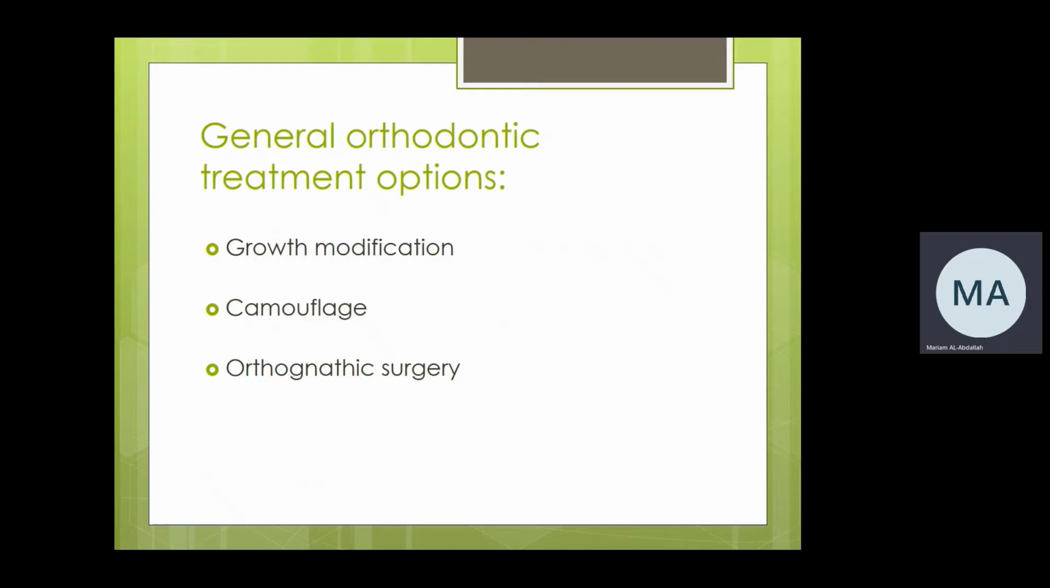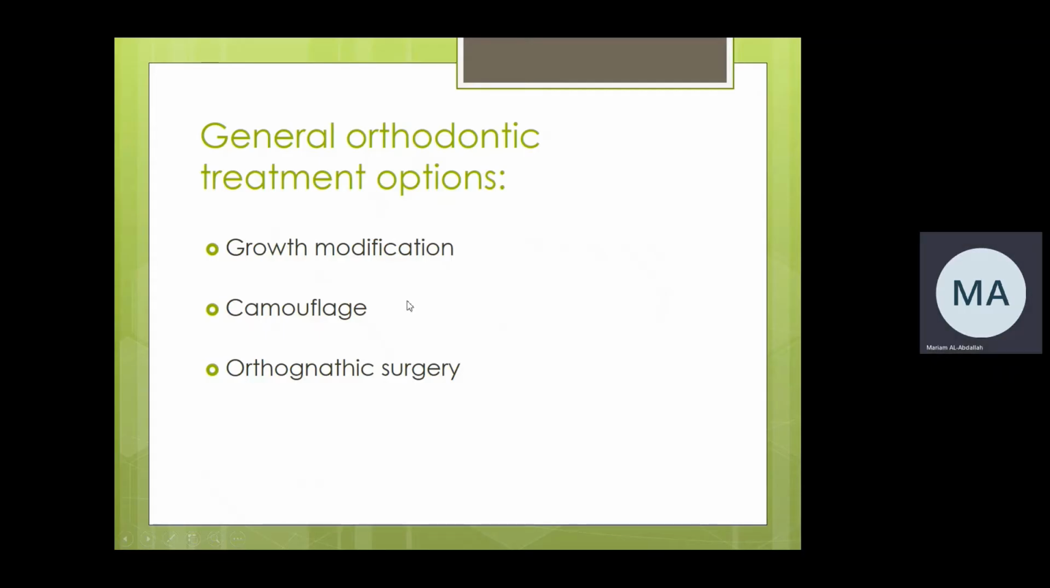So just to start off with, for any orthodontic treatment that is provided for any malocclusion, there are 3 possible options. If we have a skeletal discrepancy and the patient is still growing, then we can aim for growth modification in order to correct the skeletal pattern, followed by dental movement, of course.